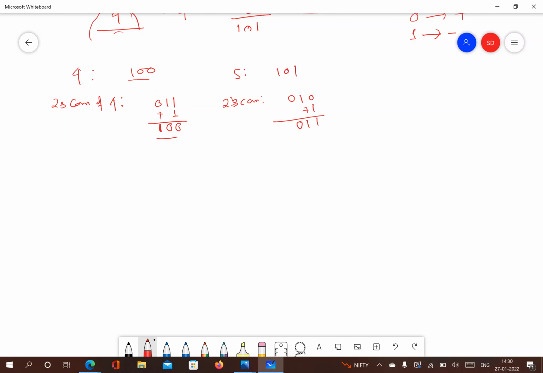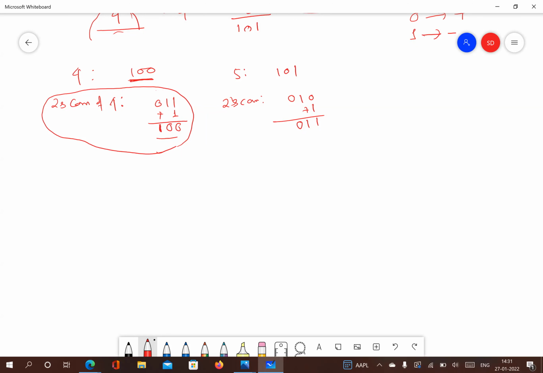There is also a shortcut for calculating two's complement. What you have to do is start flipping the bits from the rightmost position, and keep flipping until you receive the first 1. Sorry, you have to keep flipping the bits until you receive the last 1. The moment you receive the last 1, don't flip anymore.